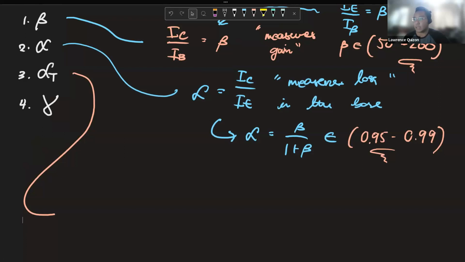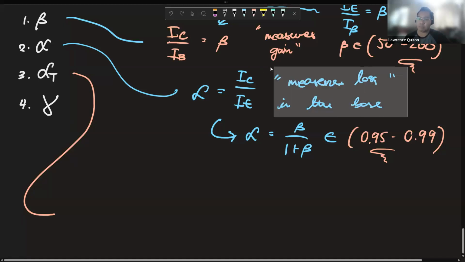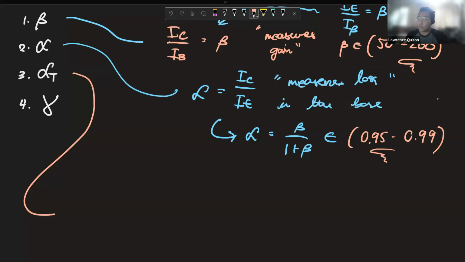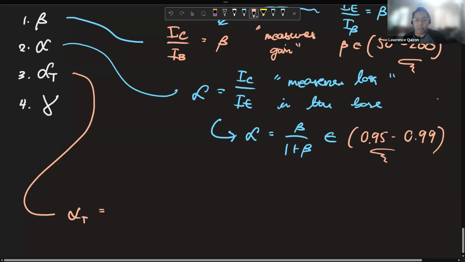So next we have the alpha T. So alpha T is the base transport factor. And to be honest, it actually does measure the same thing as alpha, but it's a little less useful in terms of general circuit analysis. That's why they're both the same symbol essentially. This one is the same as the alpha, but it's just concerned with the main carrier.